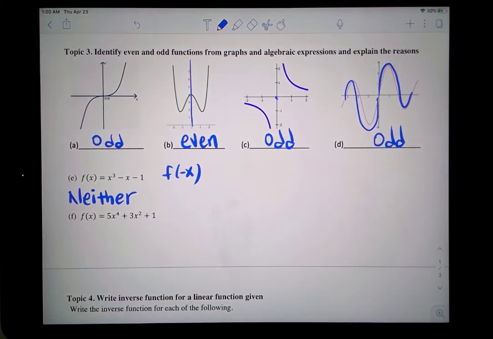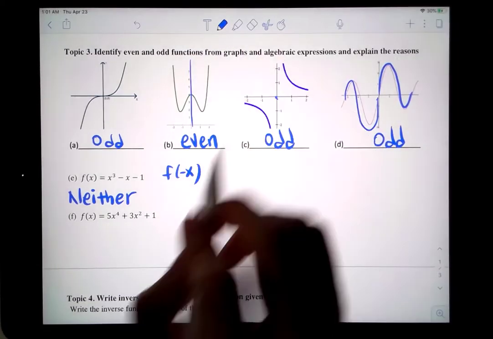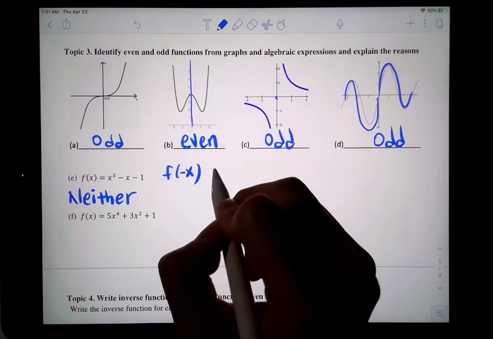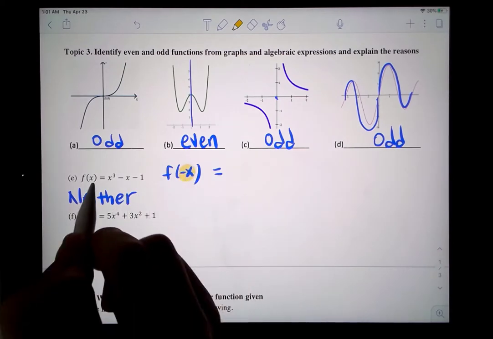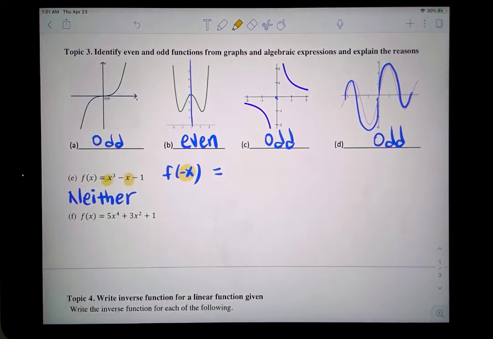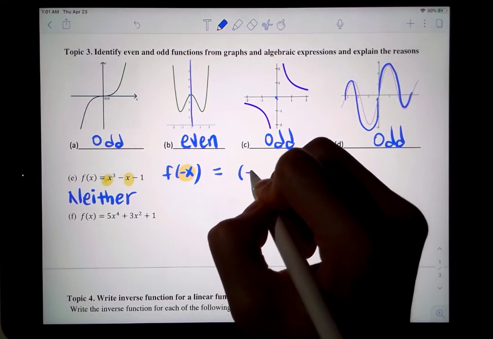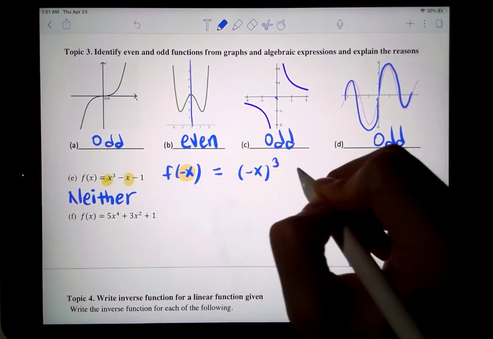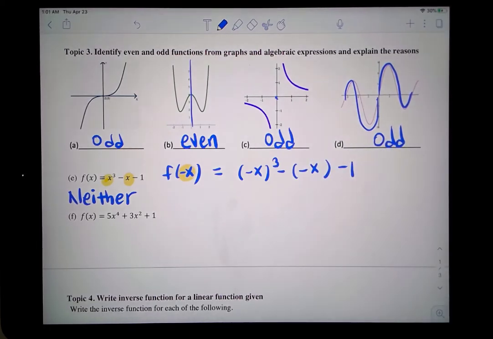So we already know the answer, but we need to prove it, right? If you just put this, probably you will get partial credit. So don't make it blank, all right? But anyway, I'm gonna find this. All you need to do is put negative x into x. So you substitute negative x into x. So negative x cubed minus negative x minus 1, like that.